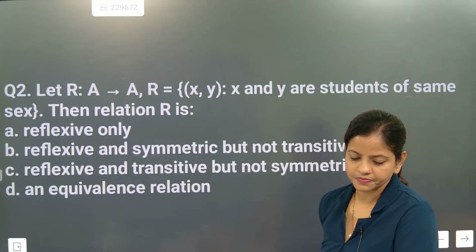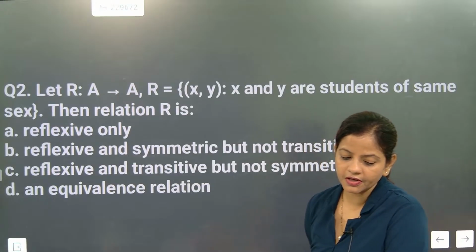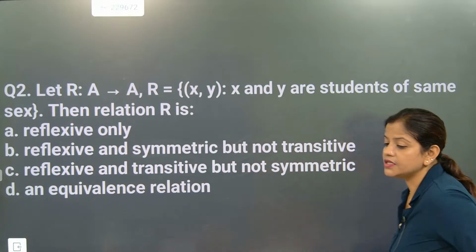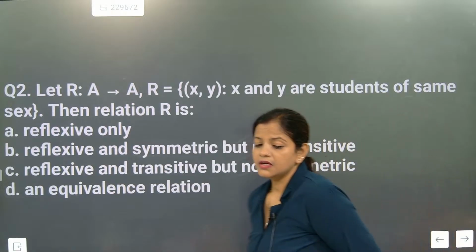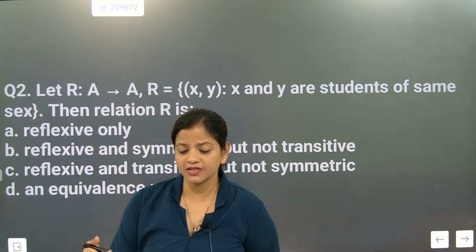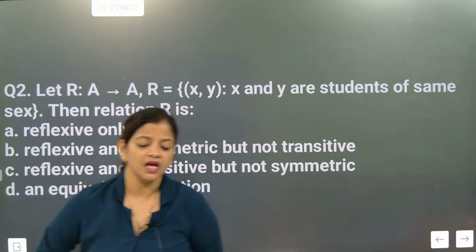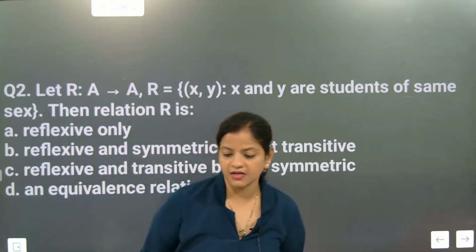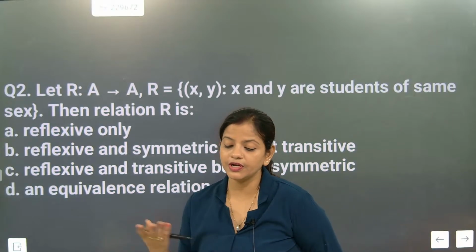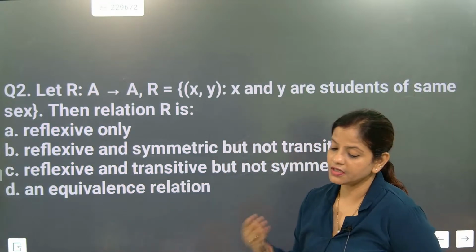How can it be? Tell me what this equation is. Same sex means boys, girls, understood. So definitely I can be reflexive. If I am a female in a class, I can be reflexive of myself, understood or not? So definitely I will be representing my community of females. So 100% it will be reflexive.